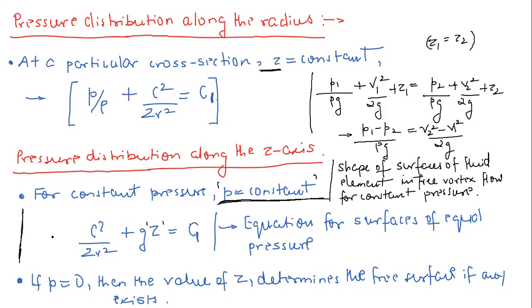So along the Z axis, since I'm assuming P as constant, this Z is going to give me the shape of the surfaces where the pressure is going to remain constant, or where the pressure is going to remain equal. So now can you just tell me what this equation is? Is this the equation of a parabola? Is this the equation of something like this, or is this a linear equation? What is it?